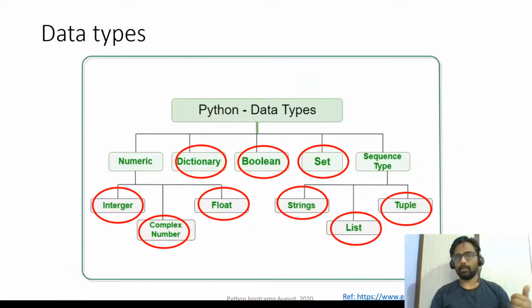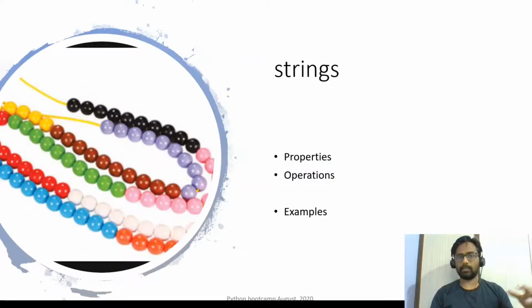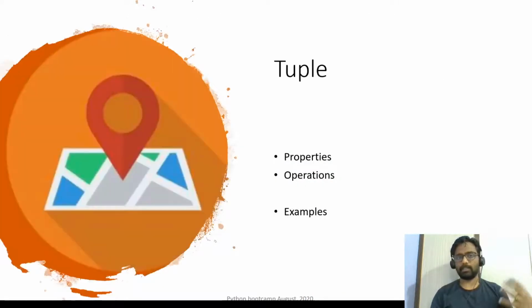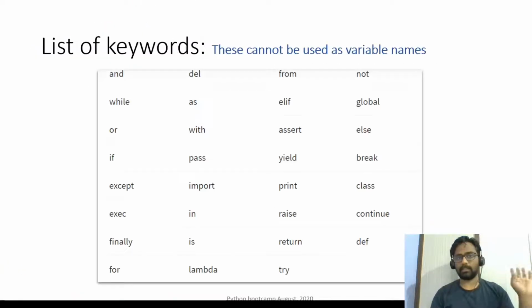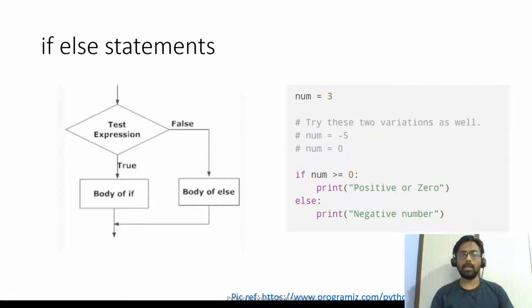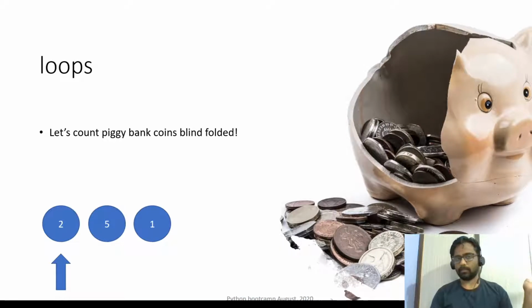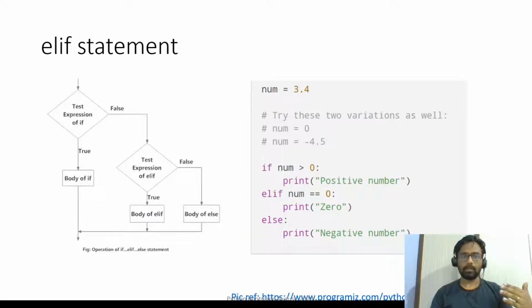In the second session we looked at various data types, and we also looked at examples: strings, list, tuple, set, dictionaries, and so on. And we looked at loops. We have seen an example of counting coins. Just remember that if you think step by step, you won't forget the initialization and the ending of the for loop, and then it will be easy.